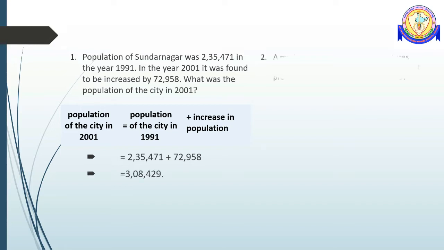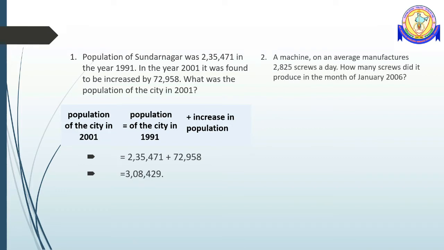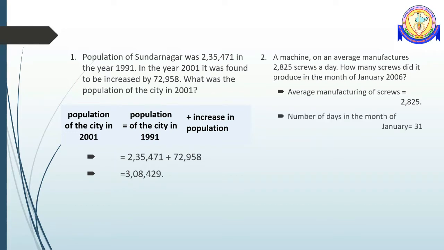Likewise, one more example, a machine on an average manufactures 2825 screws a day. How many screws did it produce in the month of January 2006? Here, average manufacturing of screws per day is given and you have to find out the total number of screws produced in January. So how many days are there in January? 31 days are there in January.